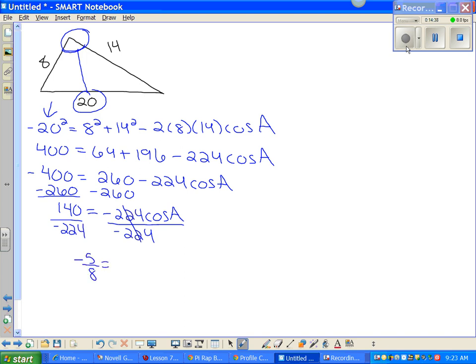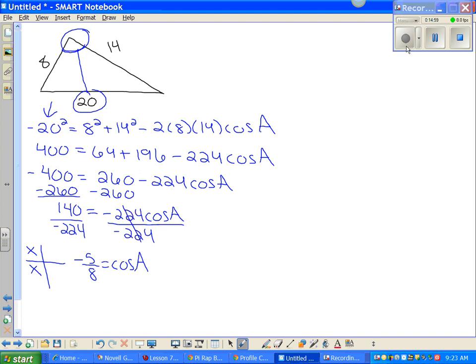Okay, now I want to stop here. We need to think about this. Cosine is equal to a negative 5/8. What does that tell us about the angle? Yeah, it's got to be in the second quadrant, right? I know cosine is negative in the second and third quadrants. Can it be in the third quadrant? No, it has to be in the second quadrant.